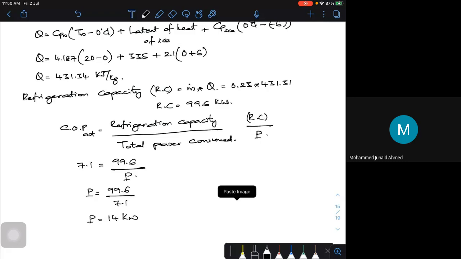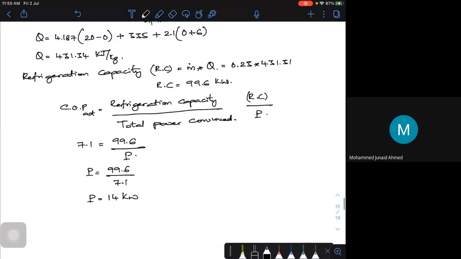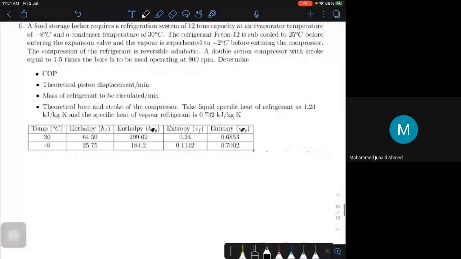Any doubts? Shall we go to the next problem? Yes, sir. Okay, fine. Let's solve one more problem and we'll wind up. The procedure remains the same. Whatever the problem you take, the procedure will be the same. Look at the next problem.